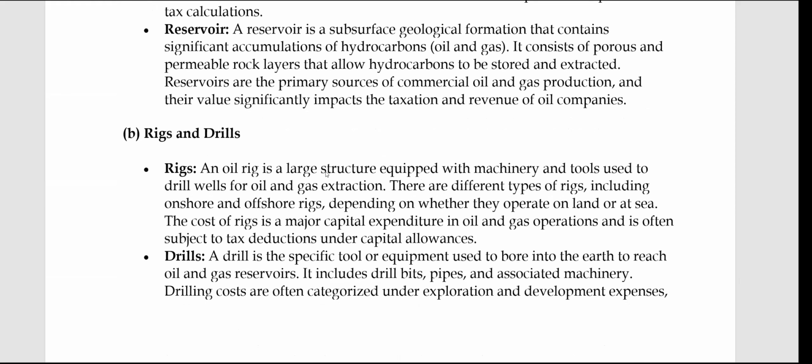All right. So an oil rig is a large structure equipped with machinery and tools used to drill wells for oil and gas extraction. There are different types of rigs, including onshore and offshore rigs. So there are some rigs on land, there are some on the sea, depending on whether they operate on land or sea. The cost of rigs is a major capital expenditure in oil and gas operations and is often subject to tax deductions and capital allowances. Do you get it? So you see, anytime I talk, I include some sort of tax side to it. That's how I want you to be answering your questions. Are you getting it? You know, anything that is of capital nature will get capital allowance.